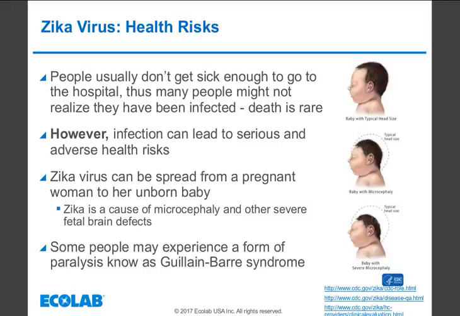There have also been clinical reports of some people experiencing a form of paralysis known as Guillain-Barré syndrome. So Guillain-Barré syndrome is a rare disorder in which a person's own immune system damages their nerve cells, causing muscle weakness and sometimes paralysis. But it's important to note that several viral infections, as well as a few bacterial infections as well, can also cause Guillain-Barré syndrome.